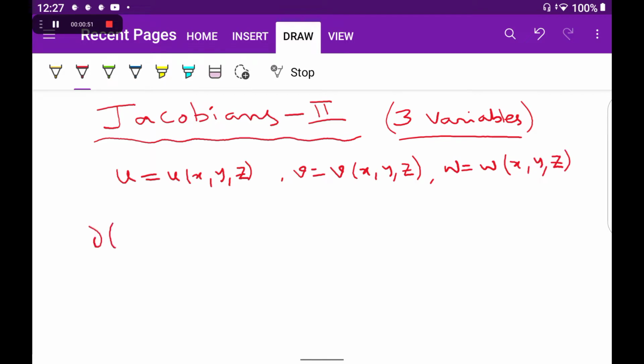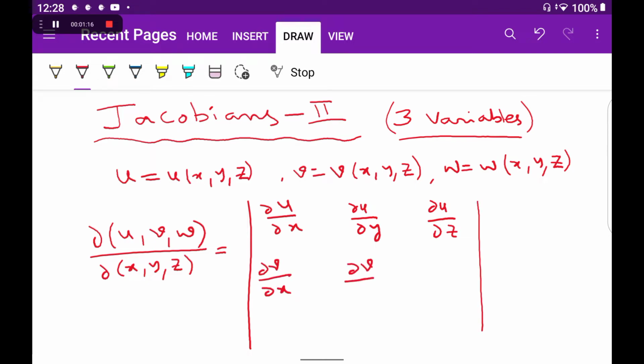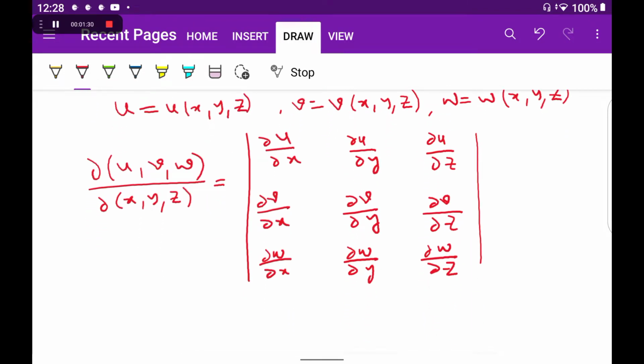Then the Jacobian of u, v, w with respect to xyz is again the determinant: dou u by dou x, dou u by dou y, dou u by dou z, dou v by dou x, dou v by dou y, dou v by dou z, dou w by dou x, dou w by dou y, dou w by dou z. This is a 3 by 3 determinant.